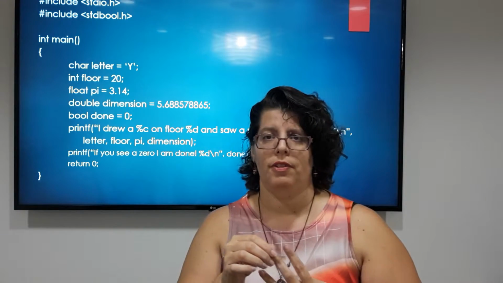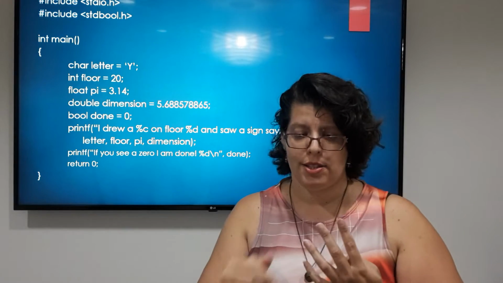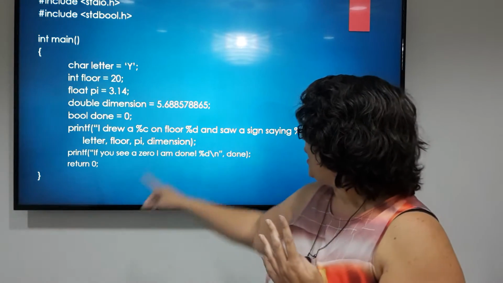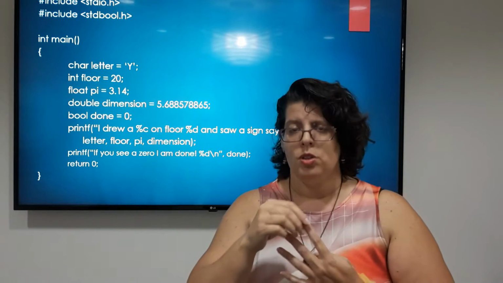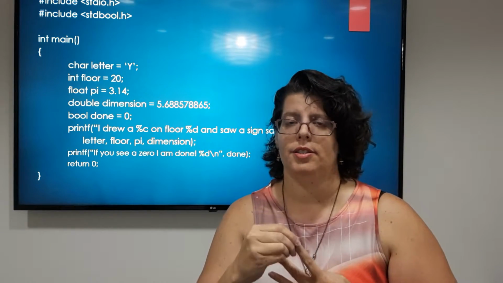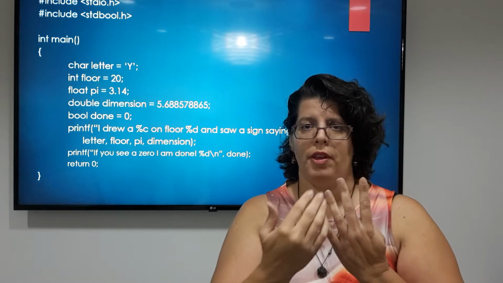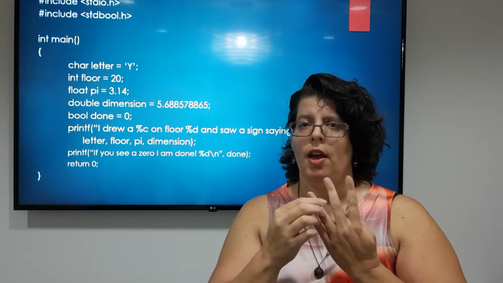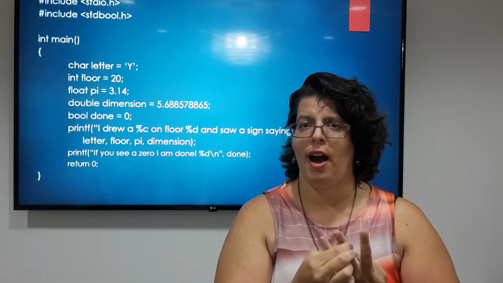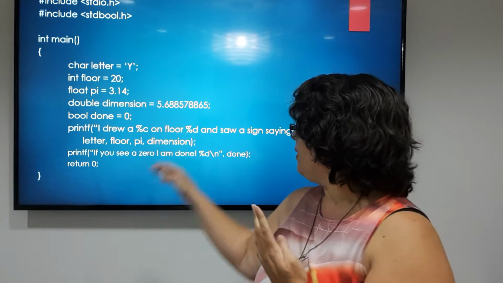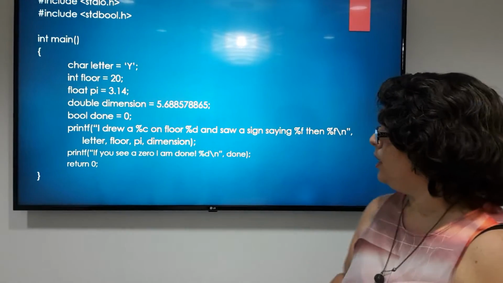So what are the last 2 going to be filled in with? Well, I have pi. Pi happens to be a float, so that's a perfect match. Pi is going to be the 3rd spot, and dimension is also a decimal place value. Dimension is a double, so I'm going to go ahead and say, okay, the dimension is also going to be in the sentence, and it's going to hold the 4th spot. So now I've got all 4 of them filled in. My character is letter, my number is my floor, my %F is my pi, and my last %F is my dimension.